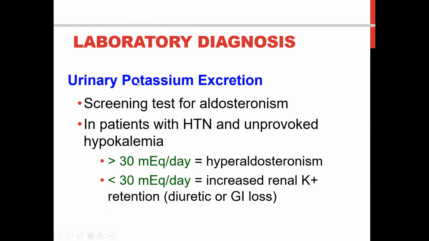For another lab test, we can do urinary potassium excretion. This is actually a screening test for aldosteronism, and in patients with hypertension and unprovoked hypokalemia, if there's a production of more than 30 milliequivalents per day, that would be hyperaldosteronism. And if there's less than 30 milliequivalents per day, there would be increased renal potassium retention.